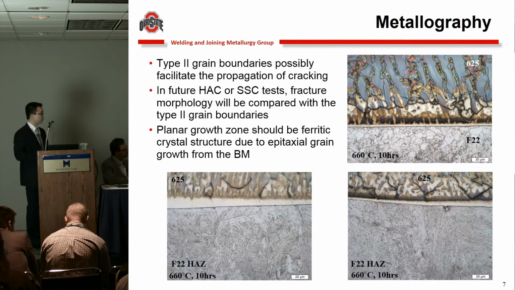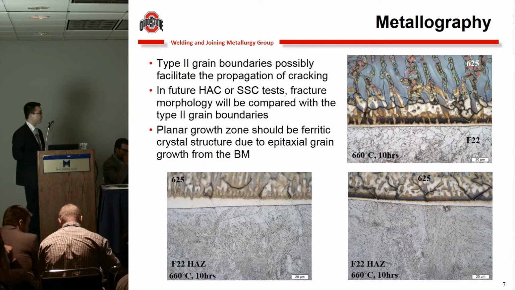Some other microstructure: this is type 2 grain boundaries. This boundary possibly facilitates the propagation of the cracking, and in future cracking tests, I will compare the cracking path or the fracture morphology with this microstructure.